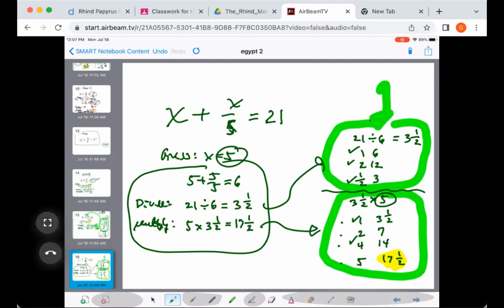And I really hope that when you look at this, you think of the example I did before, x plus x over 6 equals 15, and the idea that when you guess 2, it gives you 3, which is off by a factor of 5, and then you multiply. It's very similar, except you have to do division to figure out what the multiplying factor is.